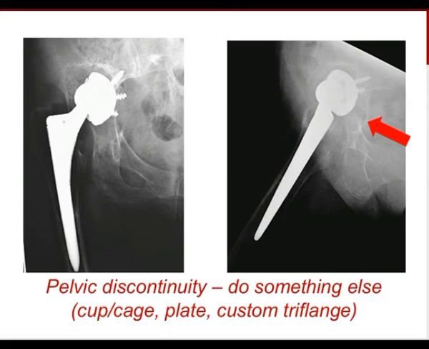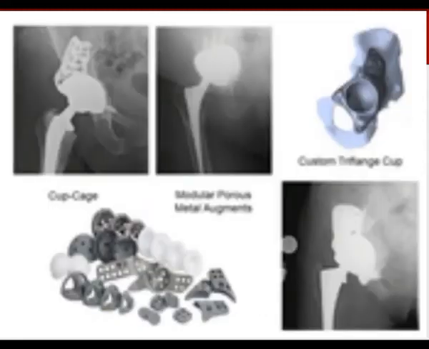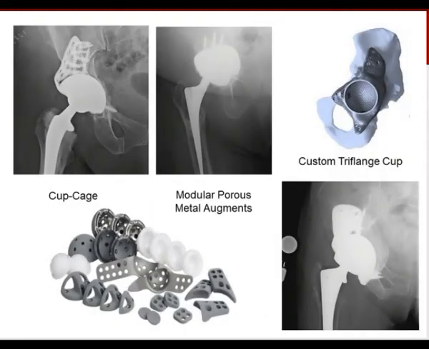Now, whether it's a cup cage, whether it's a plate, whether it's a custom tri-flange component, whether it's allograft, I think it's unlikely that the test takers will ask you to choose between those options. It's controversial. We don't necessarily know what the right answer is. But what they do want you to know is be able to identify the cases where you need something beyond just a hemispherical cup. I've depicted a number of different options on this slide, and again, I think choosing between these is going to be beyond the scope of the test.